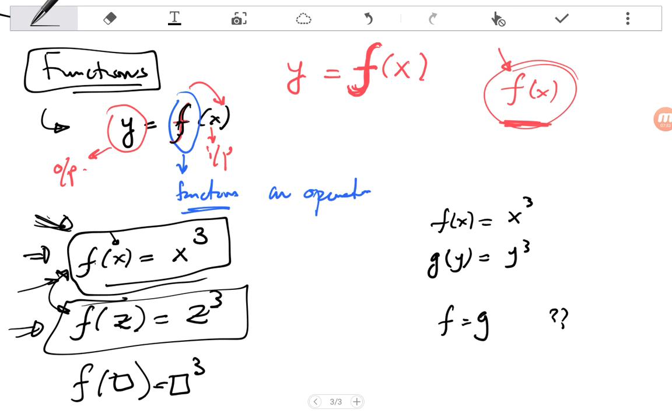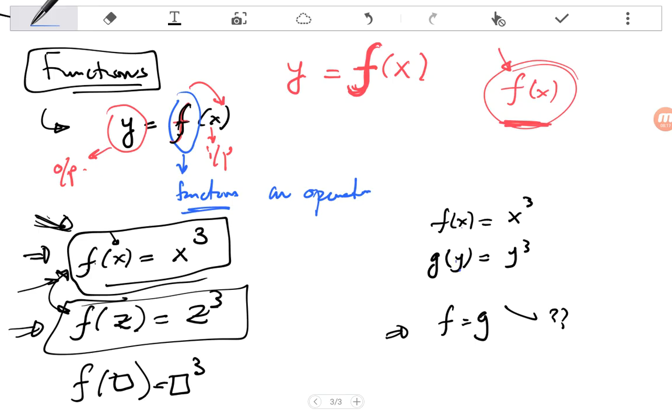Is that expression true or false? What is your opinion? I think it's true. No, this is true. Why? Because both functions operate on the input in the same way.